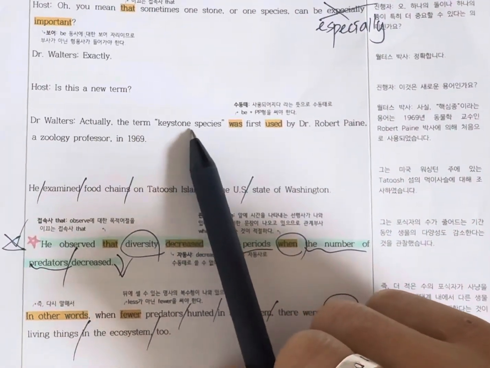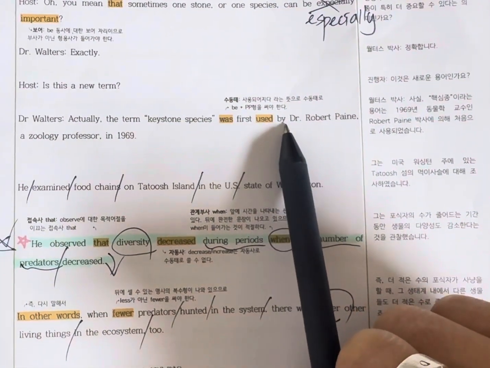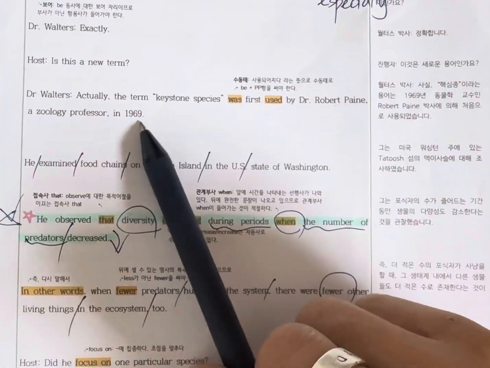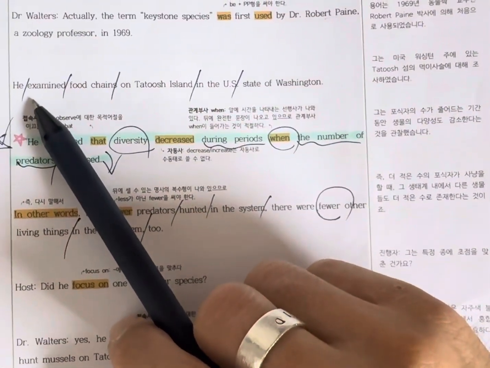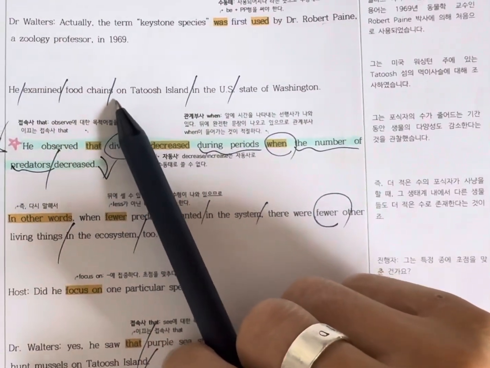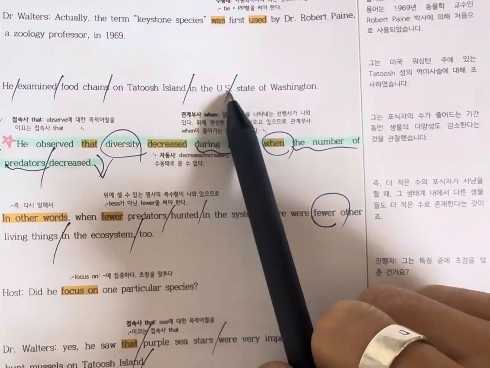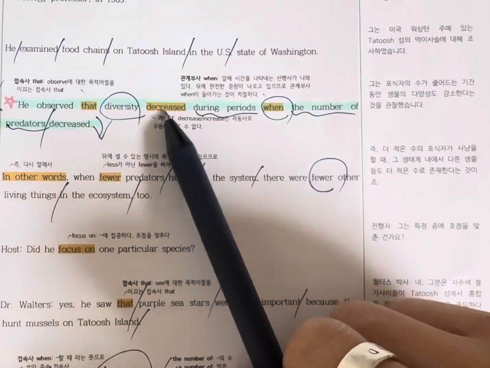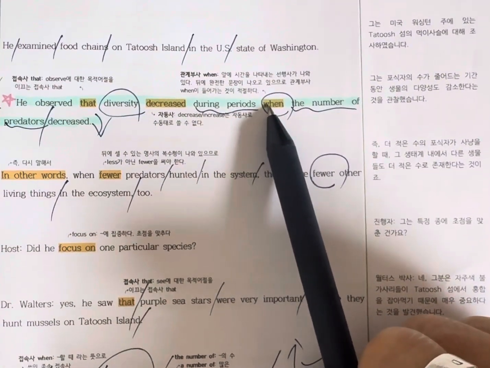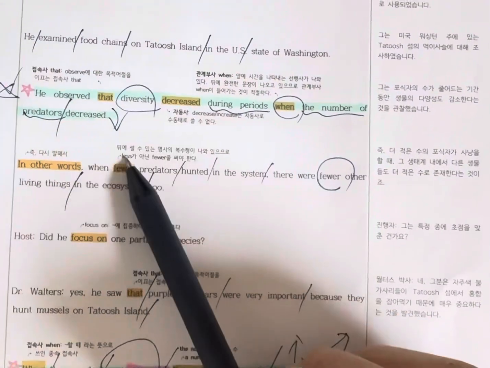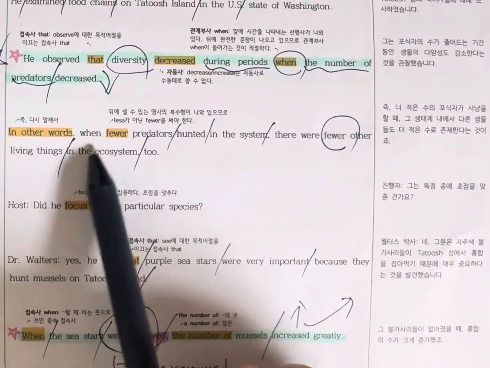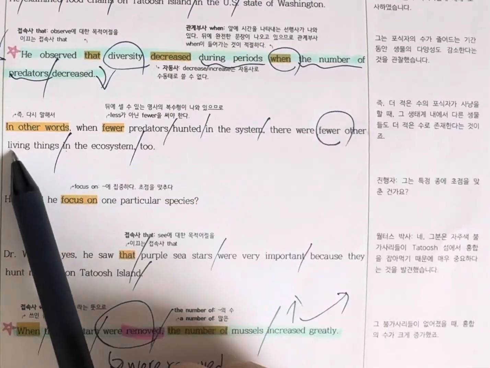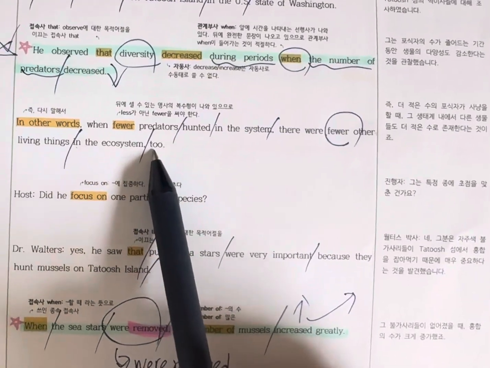Is this a new term? Actually, the term keystone species was first used by Dr. Robert Payne, a geology professor, in 1969. He examined food chains on Tatoosh Island in the U.S. state of Washington. He observed that diversity decreased during periods when the number of predators decreased. In other words, when fewer predators hunted in the system, there were fewer other living things in the ecosystem too.